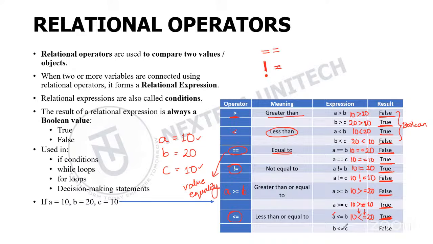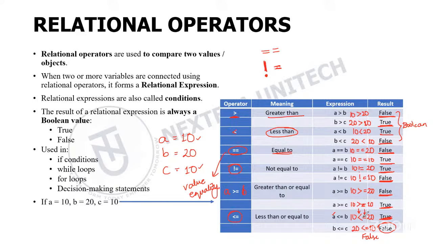And then we have B less than equal to C. So 20 less than equals to C, which is 10. Is 20 less than 10? No. Is 20 equal to 10? No. So as both of them are false, the main output also will be false. So even if one condition in this greater than or equal to or less than or equal to is true, the output will be true.